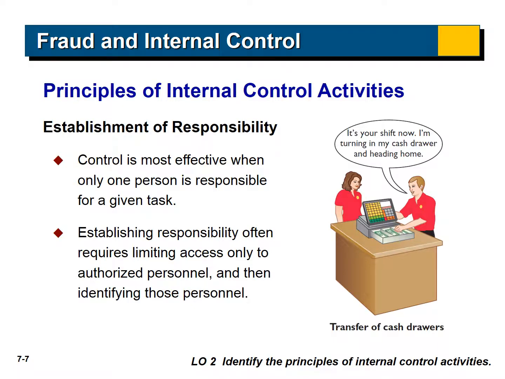So in terms of control activities, the control environment is that you establish responsibility. It's particularly effective when one person has responsibility for a given task. If you have, say, 2 or 3 people, they're going to say, oh, well, so and so over here should have done it. Oh, no, that person should have done it. So that means also when you do that, it limits access so only authorized personnel can, say, get into the cash register.